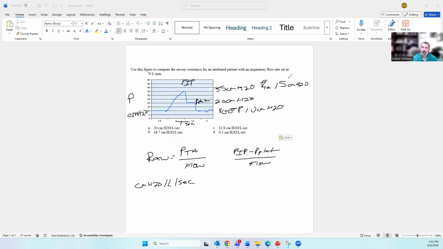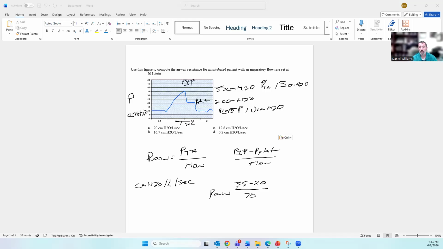So we've done the math for the numerator portion of our airway resistance up here. So we know that we're going to have 35 minus 20, and that's centimeters of water pressure. I'm not going to write it all in there because I'm running out of space. It's centimeters of water pressure, going to be divided by our flow, where we're told that our flow is 70. So that's 70 liters per minute. So our answers are going to be centimeters of water pressure per liter per second.